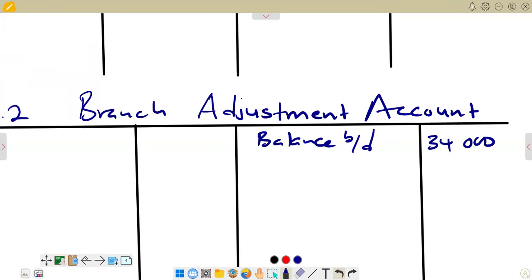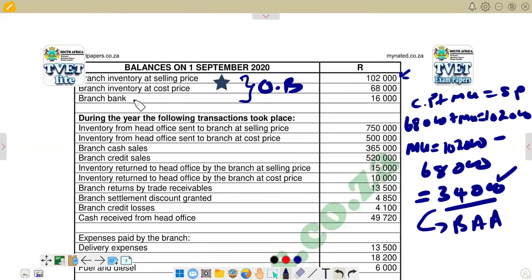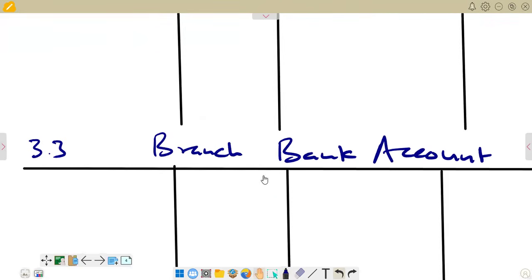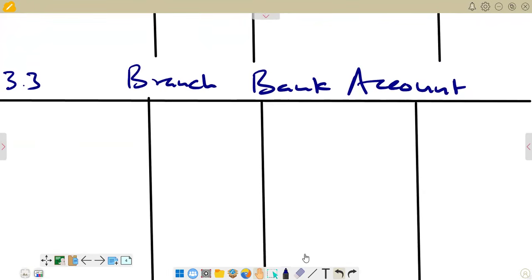Then we go back again to check other opening balances that were given in the question. If you come here, you see that we also have a branch bank balance of 16,000 that we are given. So remember in the question, we also have a branch bank account. We put it as the opening balance in the branch bank account, 16,000. So we go and find that account, which is on 3.3 here. Remember, this is an asset and it's just a normal debit balance. So we come here and say balance b/t as our opening balance for the bank account, and the amount is 16,000.